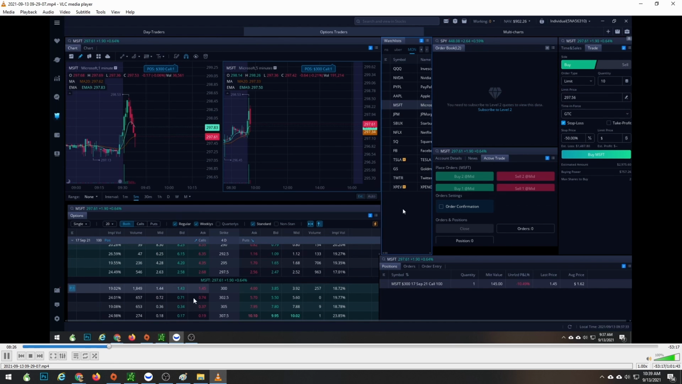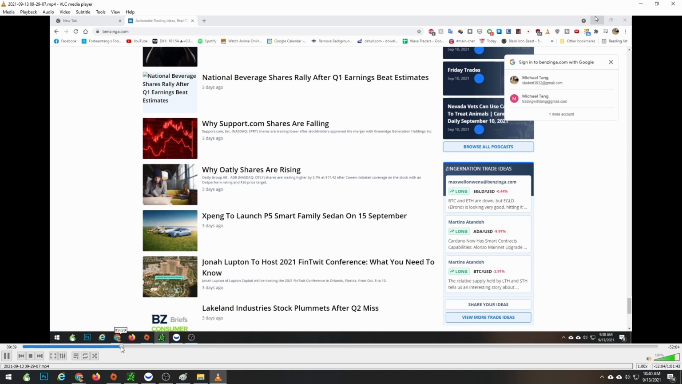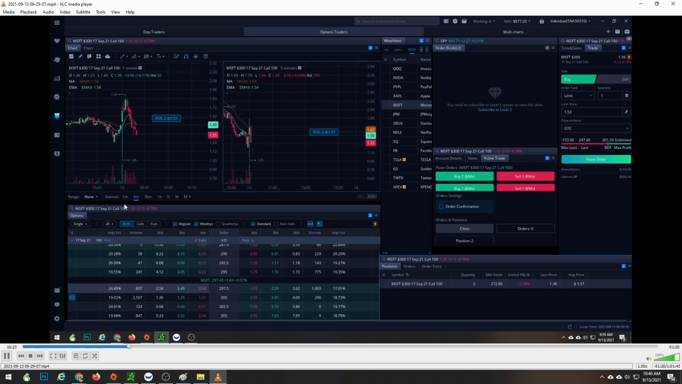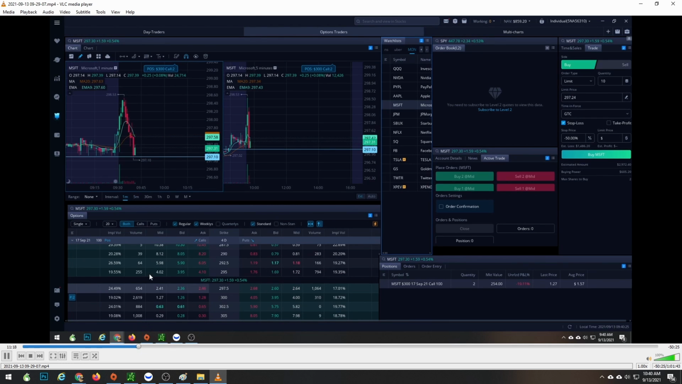It actually continued down to the bottom here where I wanted to get in, and I actually got in another position when it bounced a bit, just because it came down to the low there. As the trade progressed, it kind of went down to the low.